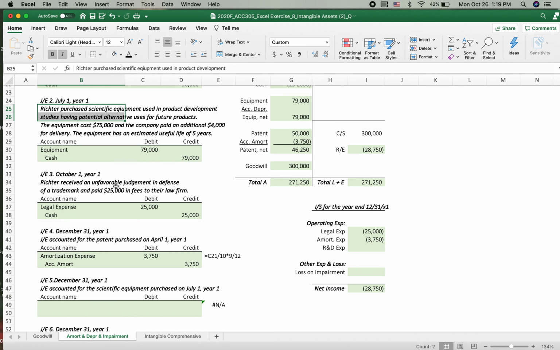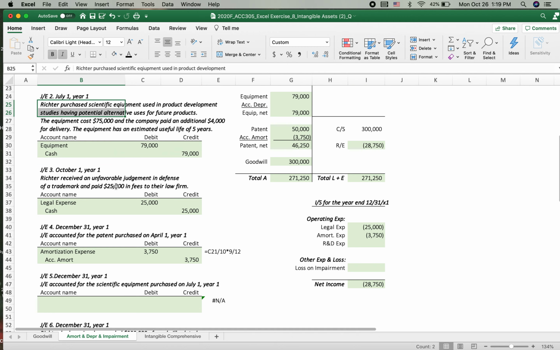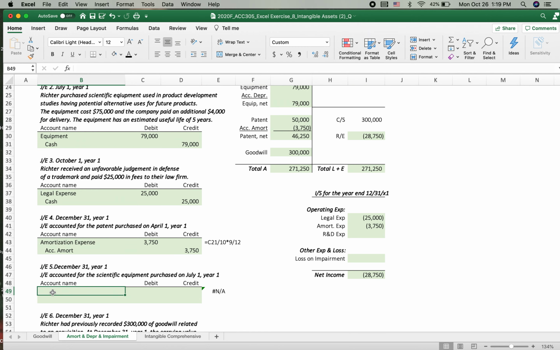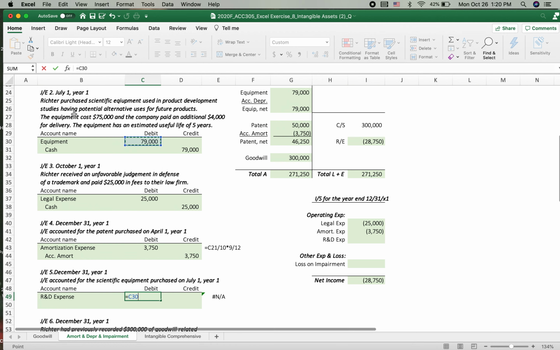So it cannot be recognized as the amortization expense. The equipment was purchased once they start using this equipment for the R&D development. So we record, that's correct, R&D expense. R&D expense on the debit. Now how much is that? Okay, 79,000, and that was purchased July 1st.